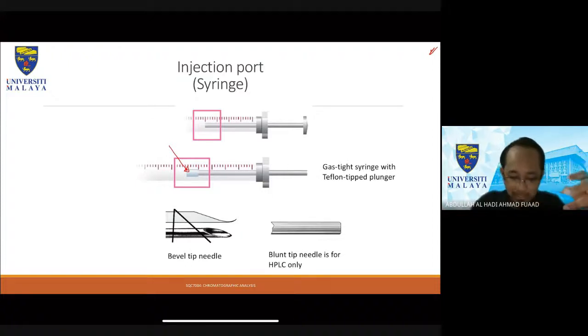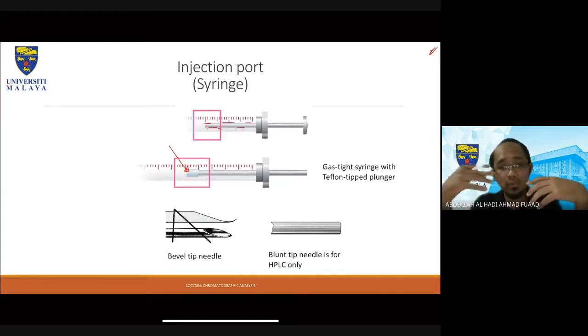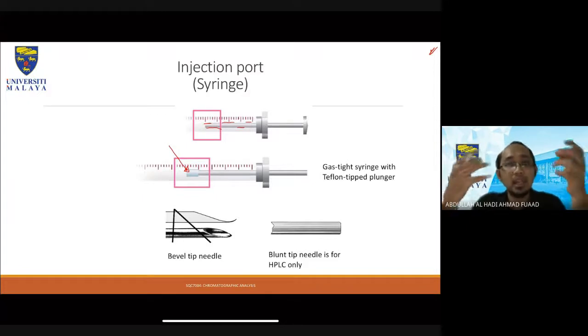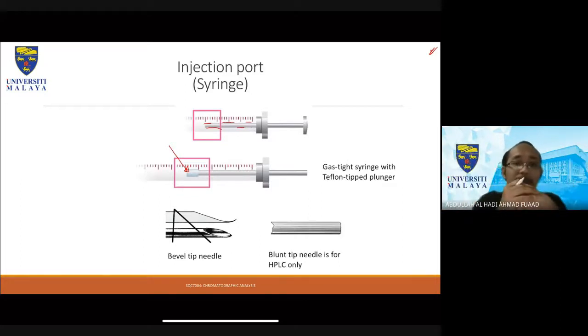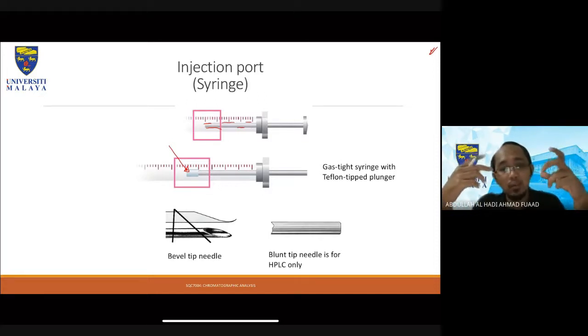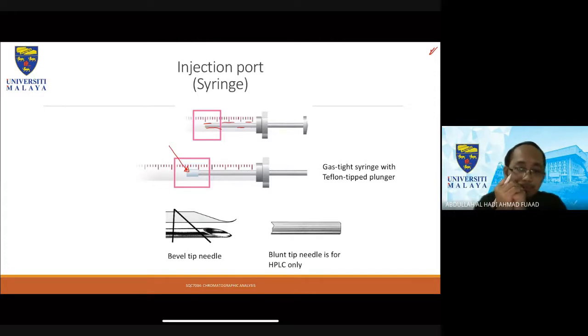What might happen is that some of your sample might actually go around the syringe. So if, for example, you want to inject just 100 microliters of sample, or probably less, or probably 10 microliters of sample, it's best to use the gas tight syringe with Teflon tip, because this is very, very accurate, and you can transfer, I would say, 99% of the solvent that you are planning to transfer.